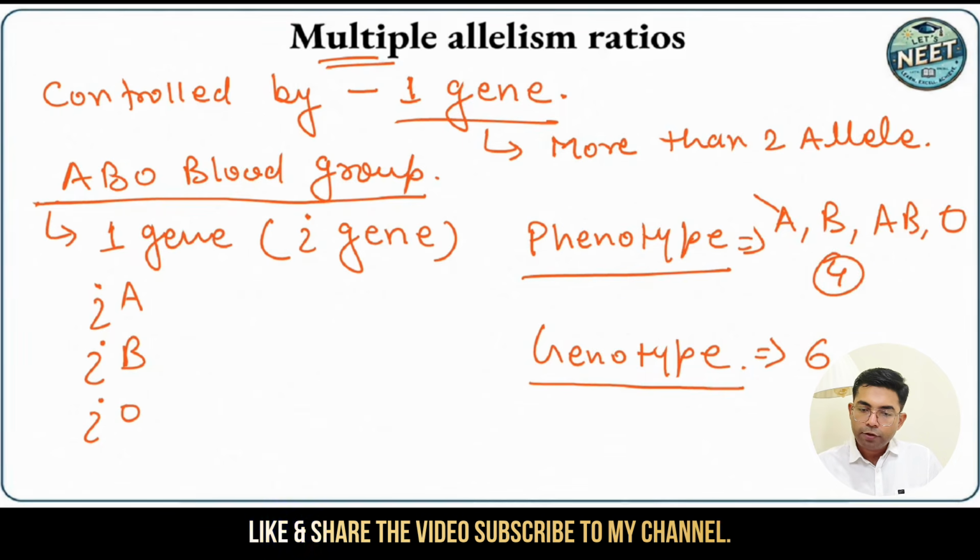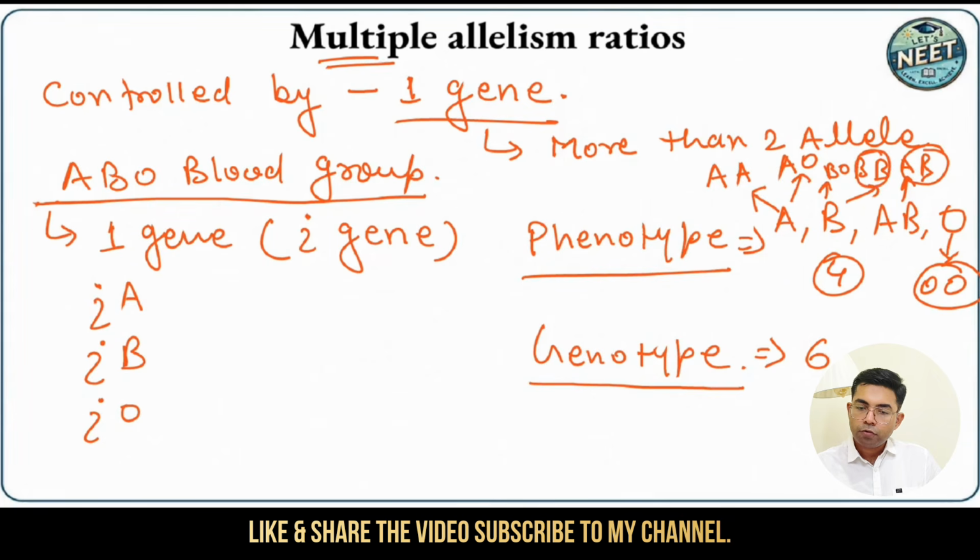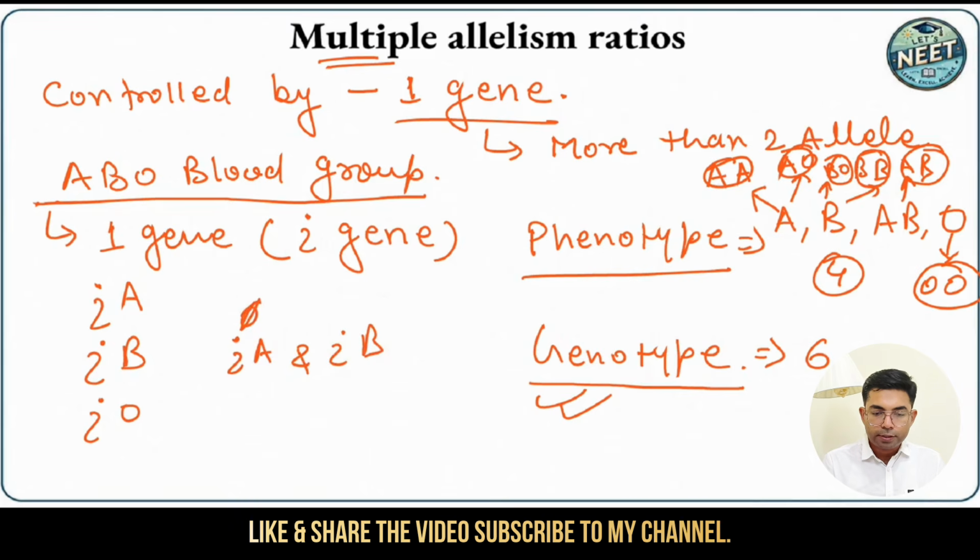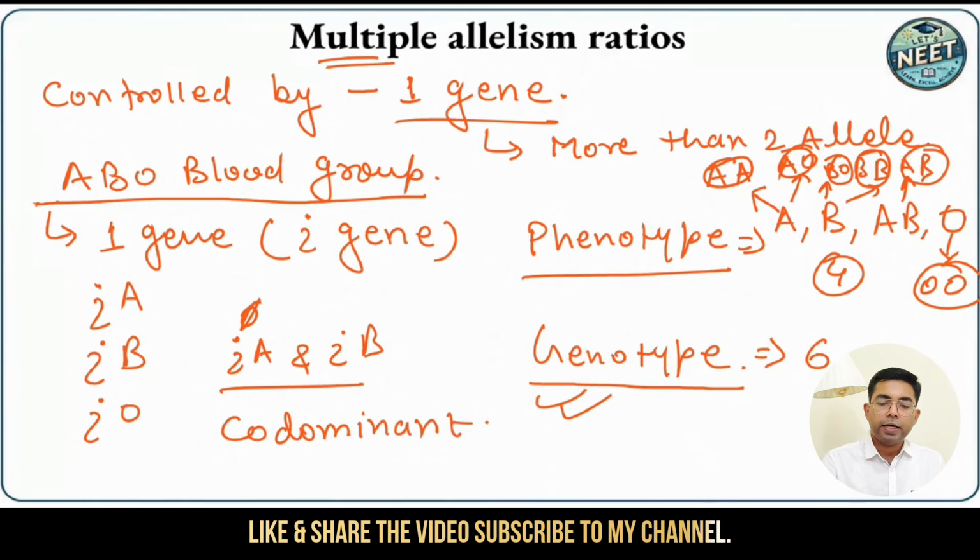Now we know that A phenotype will have 2 types of genotype, either AA or AO. Similarly, B will be either BB or BO. AB only one, that is AB, and O also only one, that is OO. So you can see 1 genotype, 2, 3, 4, 5 and 6 genotypes, right? So here you can easily find out. Now here one very important thing is, IA and IB are codominant, right? So they are codominant.